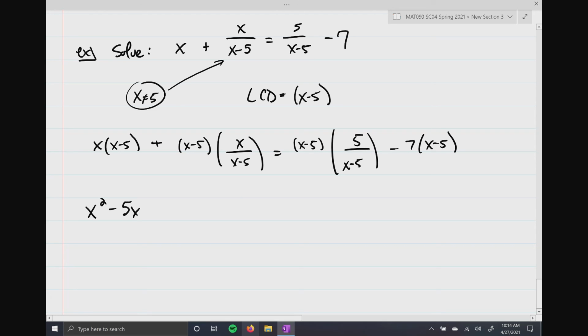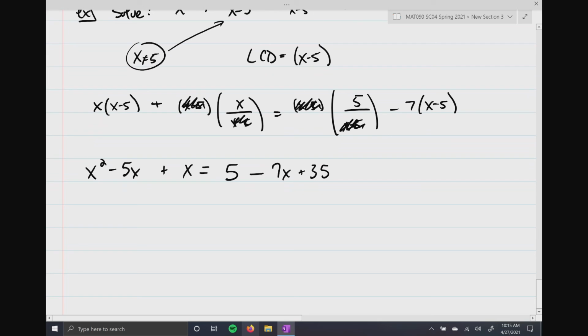I'm already thinking, set it equal to 0, factor, set each of those factors equal to 0. That's how fast I'm doing this now, because I can see these things. Next, x minus 5 in the numerator, x minus 5 in my denominator. They reduce. Next, x minus 5 in the numerator, x minus 5 in my denominator. They reduce. Lastly, I'm going to distribute the negative 7 to give me minus 7x plus 35.